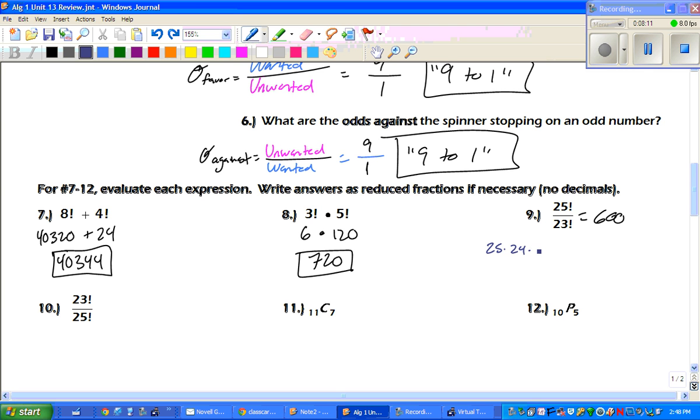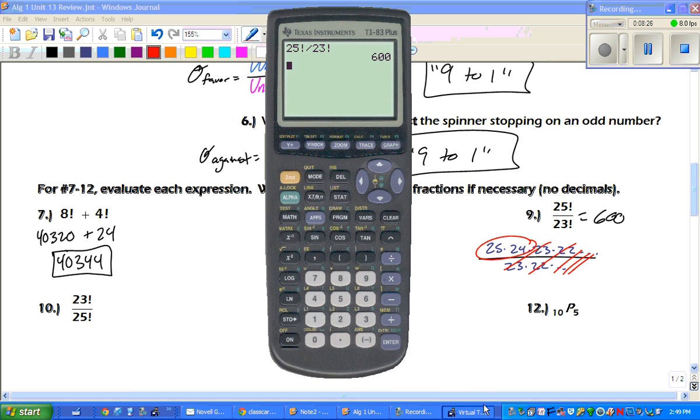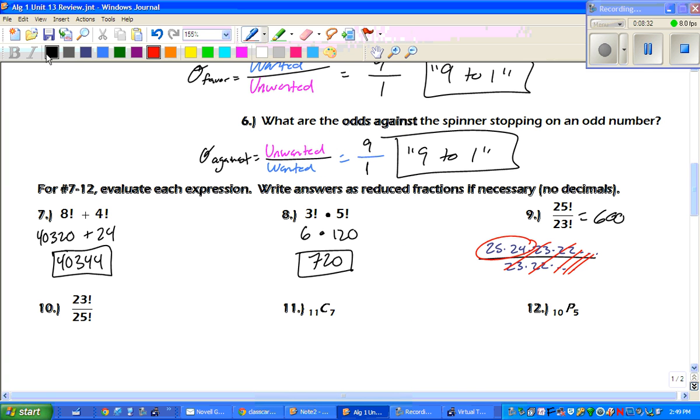head, where if we were to write it out, and that keeps on going, over the bottom part, well, that's 23, 22, dot, dot, dot. If you notice, all of those are going to cross out, and you're just left with 25 times 24. And, well, what do you know? That's 600. That's where that number comes from.